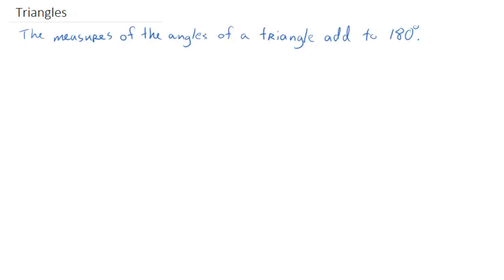The first property for triangles that we want to look at is the idea that the measure of the angles of a triangle add to 180 degrees. So if you take the measurements of each of the angles, add them up, you're going to get 180 degrees. Now we're going to look at an example that shows you how this might play out. This isn't the only way that you can see this property in use, but it is an example of how you can use this property to determine things.